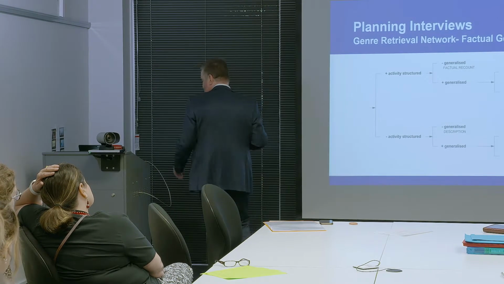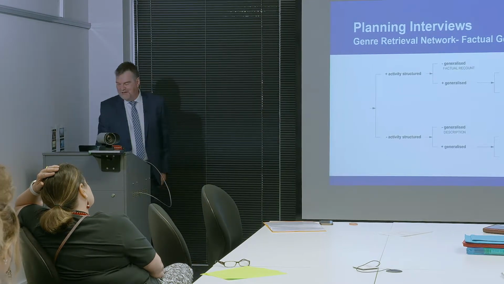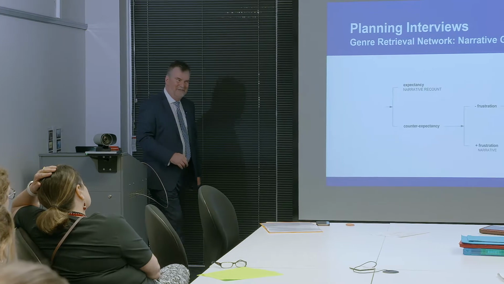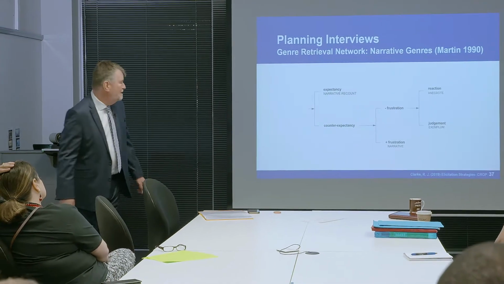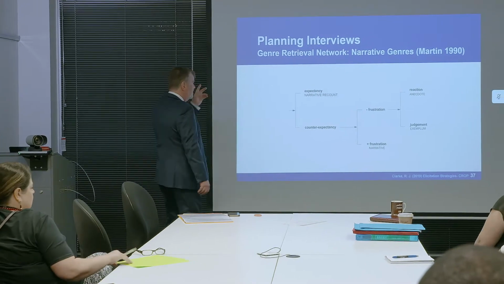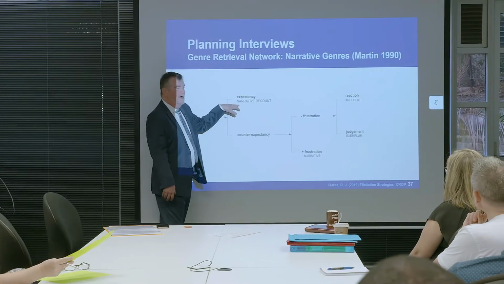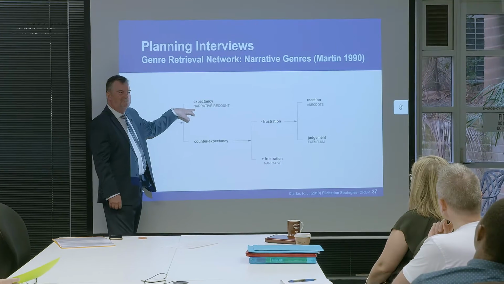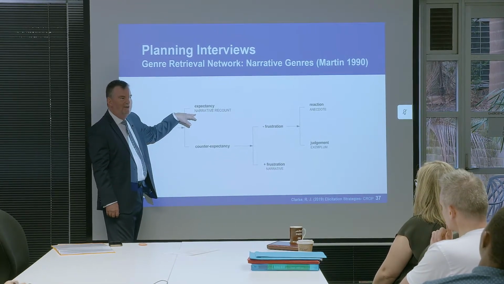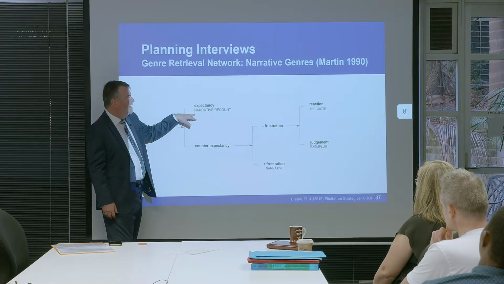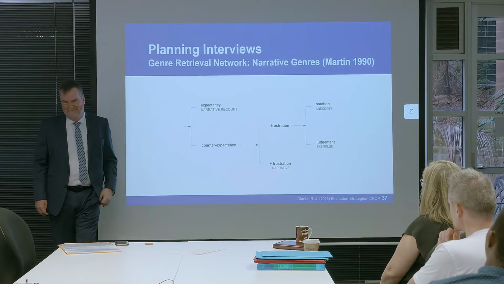Okay. Martin also did the same thing for narrative genres, thankfully. They're a much smaller set because we've only got really 4 of them. Narrative genres start off this way. Got up, got out of bed, didn't have my breakfast, went to work, slaved away, which is Troy's life. Narrative recount, right?